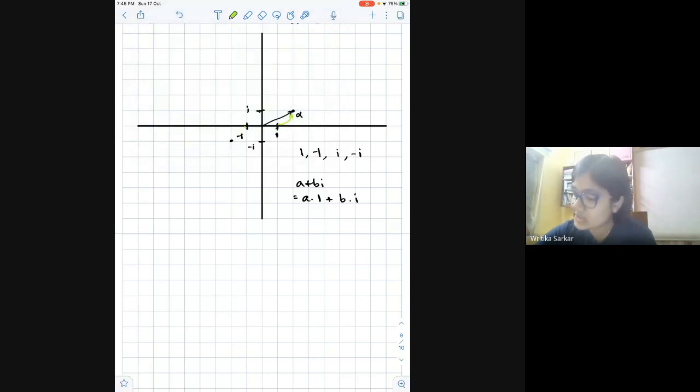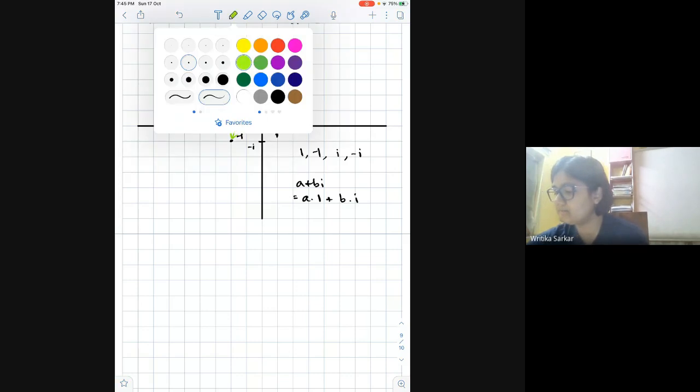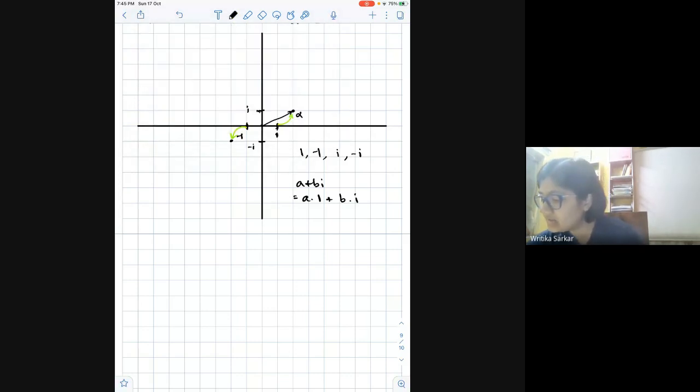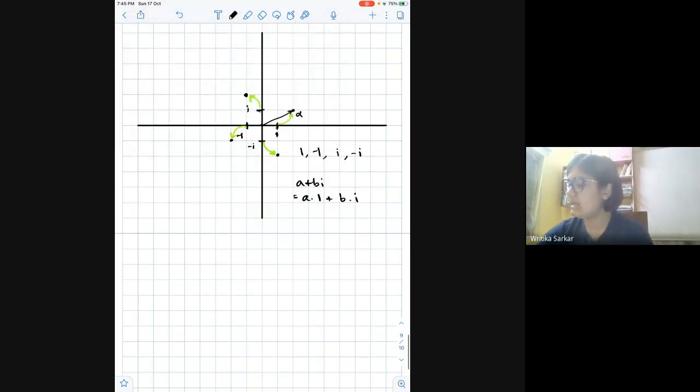So minus 1 is actually coming here. And similarly, if I am able to draw properly this time, okay, so this is what's happening. So i is going to this point under multiplication by alpha, and minus i is actually coming to this point here, right?